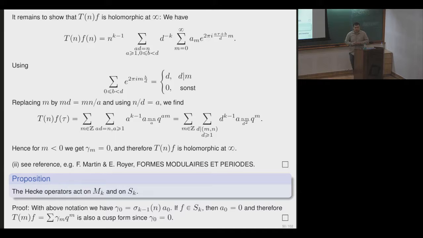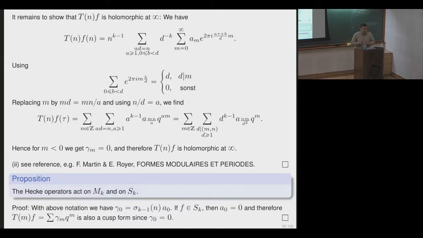I come back to this point later. So the main point is now to show that F is holomorphic. Recall, modular means holomorphic, modular transformation, and holomorphic at infinity. And for this, we have to study the action of these Hecke operators on the Fourier expansion.